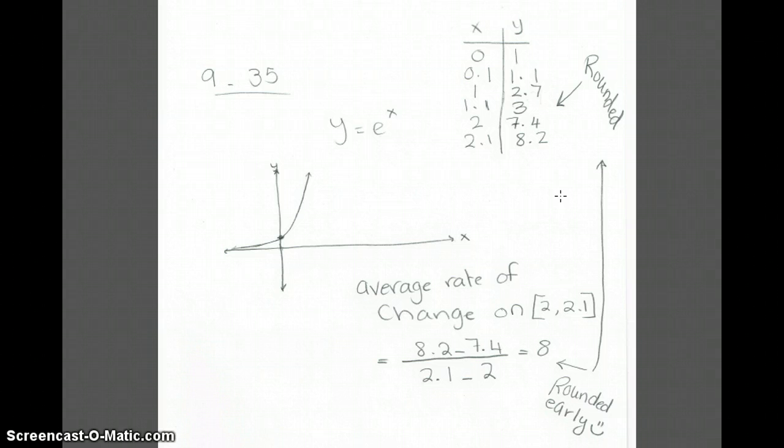So they gave you the intervals 0 to 0.1, and 1 to 1.1, and 2 to 2.1. So what you do is you just take that x value and plug it in to get the y, and I did that for you to get the points. I rounded some of them. So that's fine, but it will affect your answers because you rounded early. But that's fine, that's close enough.